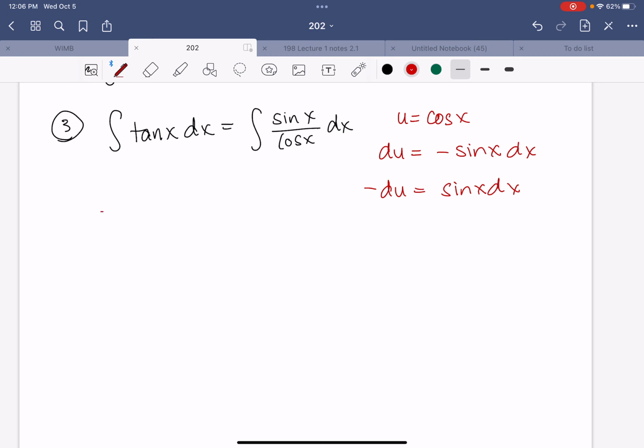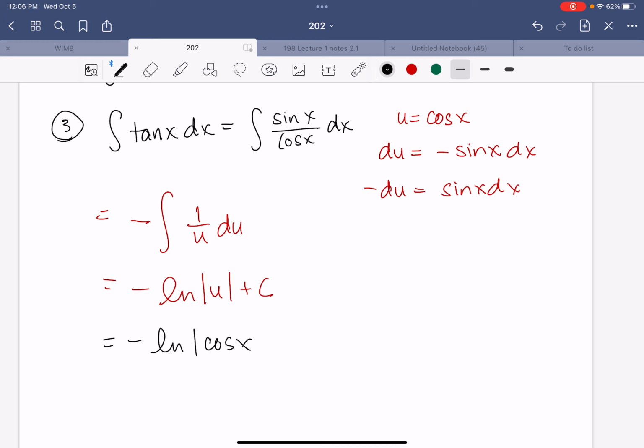So that when we sub that, that becomes negative the integral of 1 over u du. And that gives us negative natural log absolute value of u plus a constant. And then we're going to switch back by plugging in our cosine. So we get the negative natural log of cosine x plus a constant.